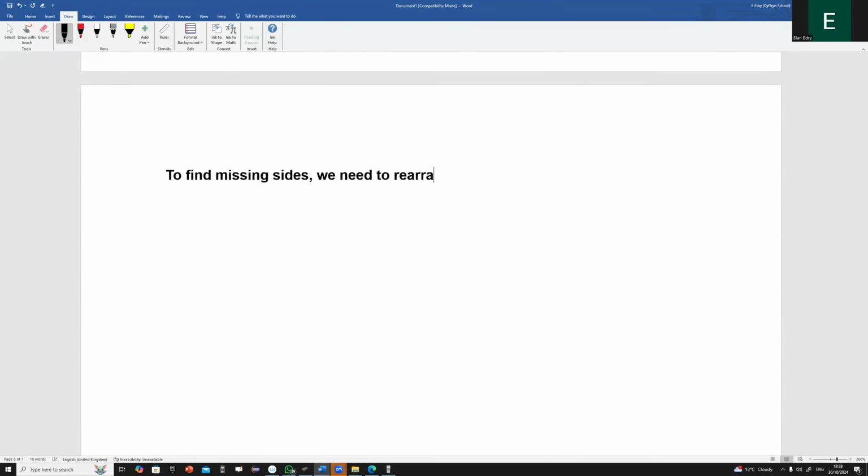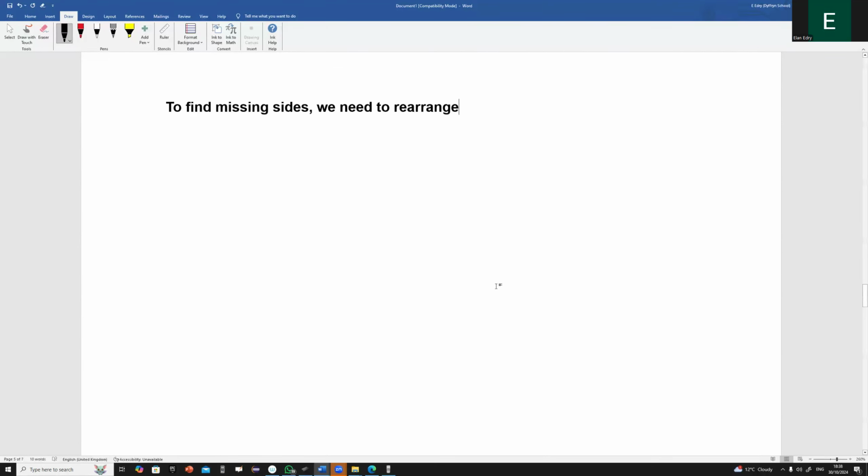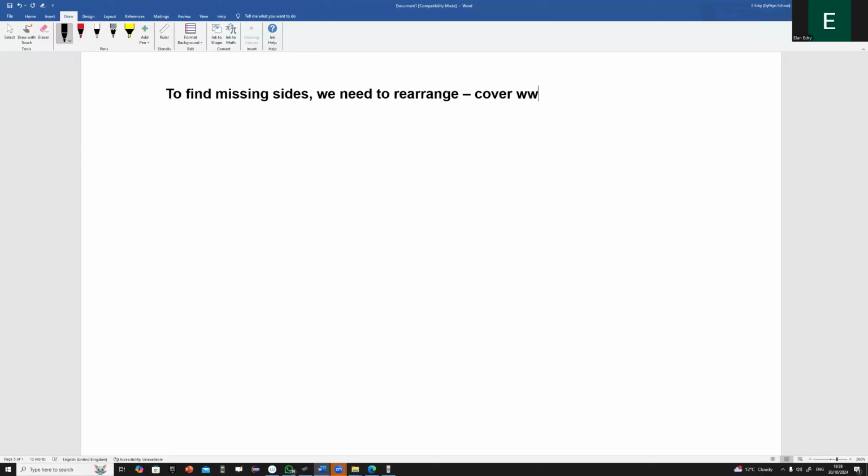So to find missing sides, we need to rearrange the formulas that I just told you about. But it's not difficult. The aim of the game is you cover what you want. That's always what we do with formula triangles. It's like if you've got speed, distance, and time, you cover up whichever of the three you want. So I'll just write that again. SOHCAHTOA.